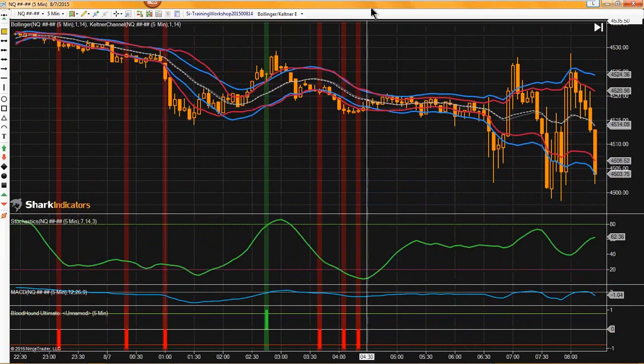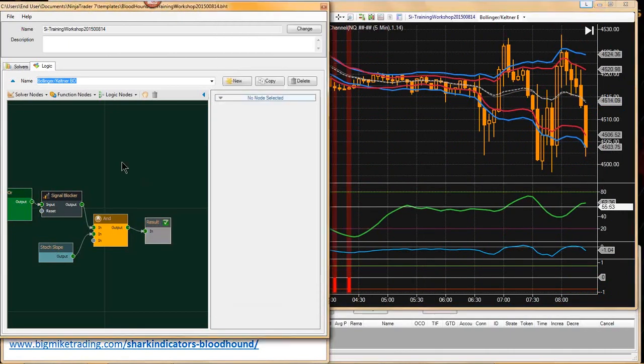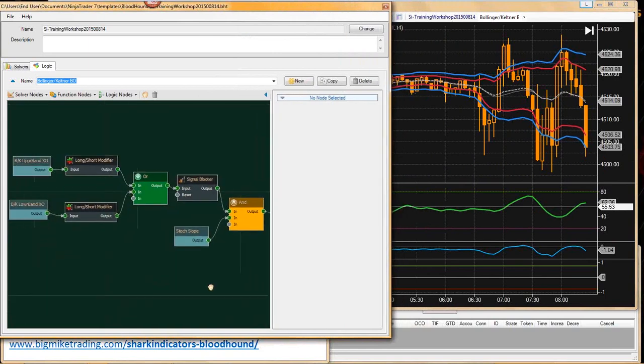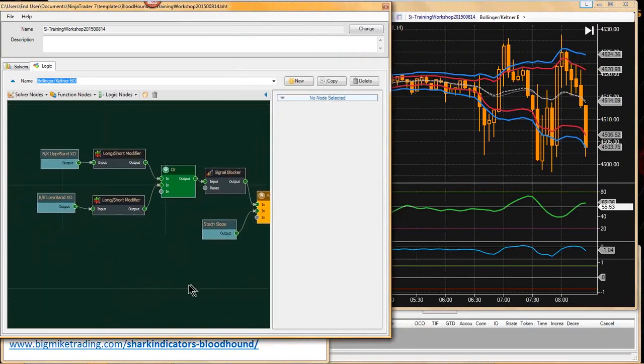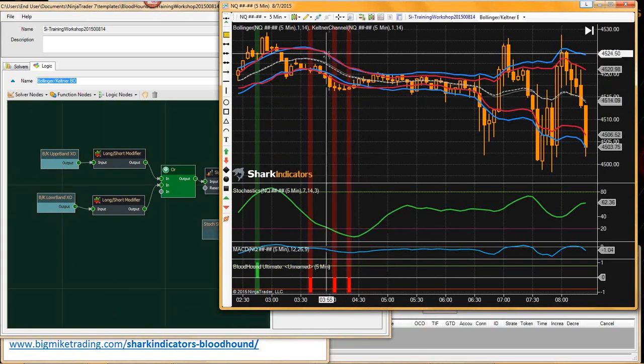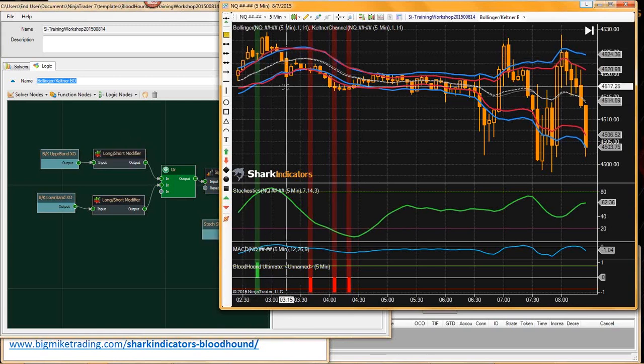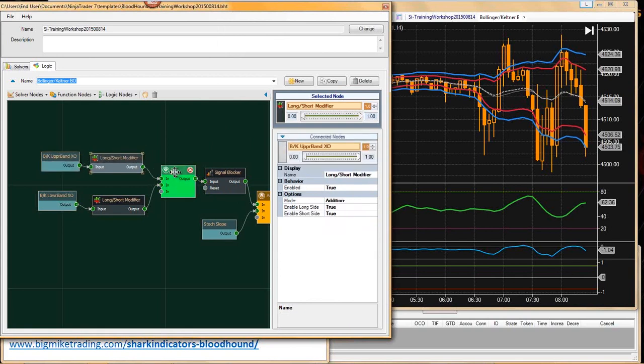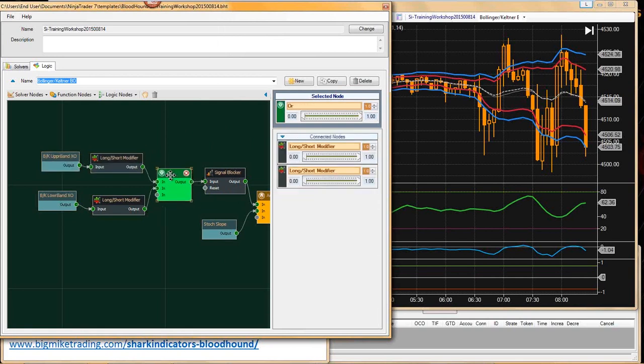All right, pretty straightforward. A couple of the key things about this: since we're dealing with an upper band and a lower band, just think of those as almost different indicators unto themselves. Because we're dealing with an upper band and a lower band, 2 different plot lines, we had to use 2 different crossover solvers to do this. And then we just join them together with an OR node.